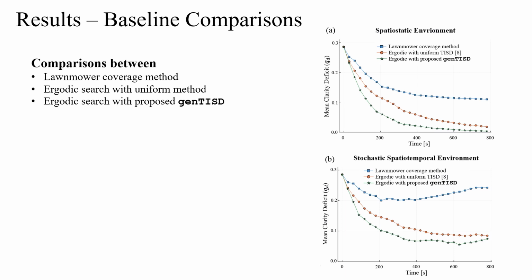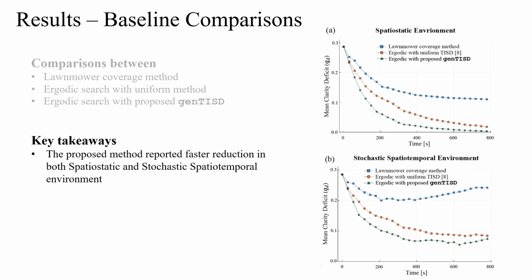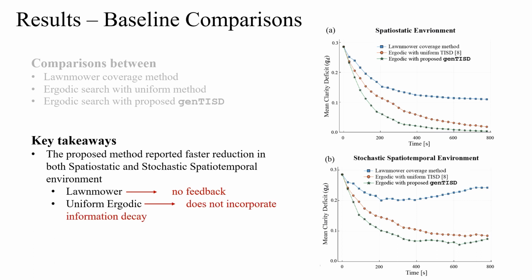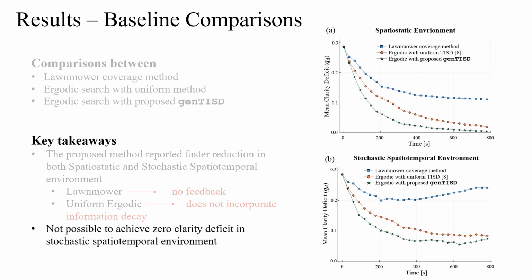Now we describe some takeaways. The proposed method recorded faster reduction in both spatiostatic and stochastic spatiotemporal environments. This is because the state-of-the-art lawnmower method has no feedback, as it strictly follows the pre-planned path. On the other hand, the uniform ergodic method does not incorporate information decay and thus results in less reduction in clarity deficit. Lastly, in our current framework with a single quadrotor, it is not possible to achieve zero clarity deficit in stochastic spatiotemporal environments due to the limited sensing.